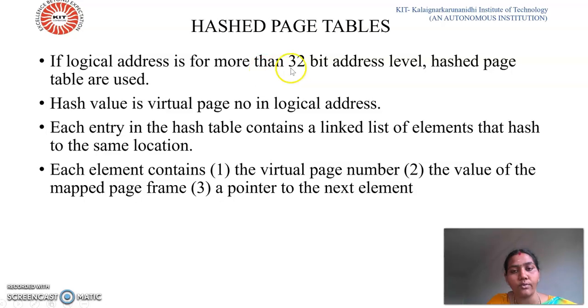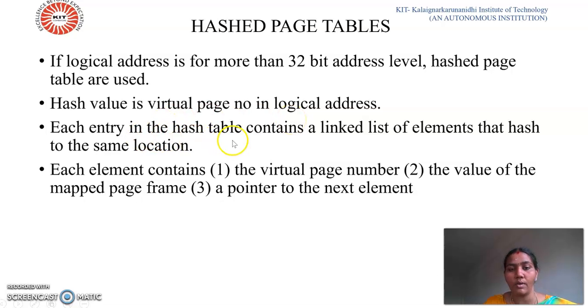If we have more than 32-bit logical address, we go for these three methodologies, and the second one is hashed page tables. Here the hash value is the virtual page number. Virtual page number is similar to that of the logical addresses. This logical address will be generated by the CPU. So the hash value is the virtual page number in the logical address.